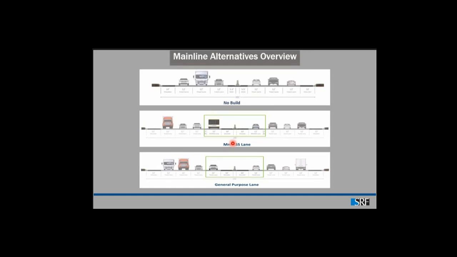So here comes our initial screening process. The initial screening process for our 494 mainline alternatives. The first one is, of course, our do nothing option, the no build option. So we keep it as is.